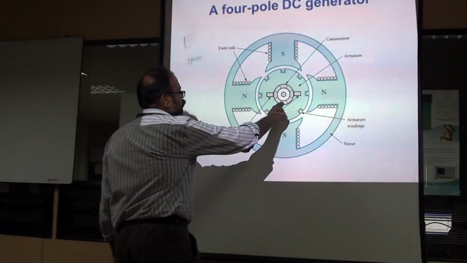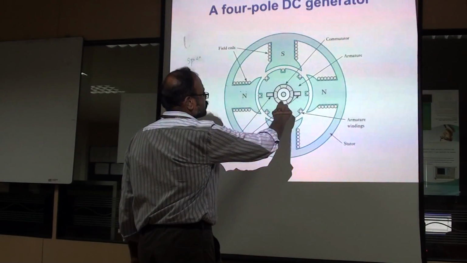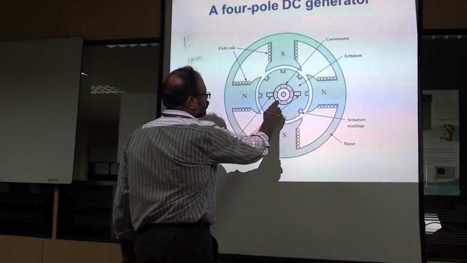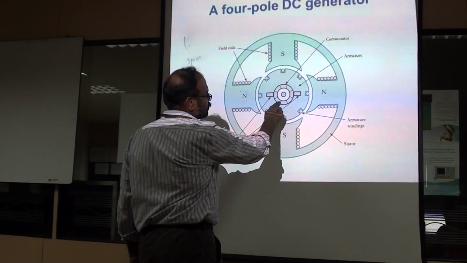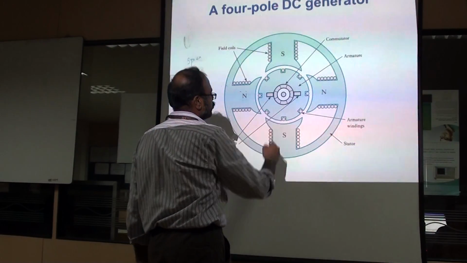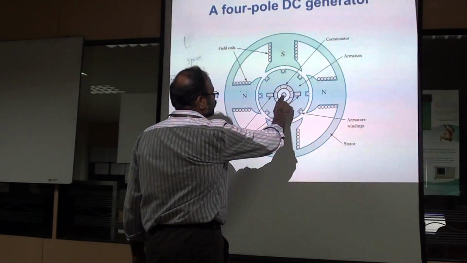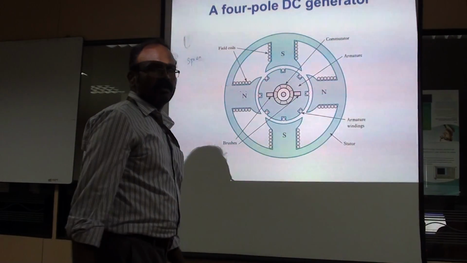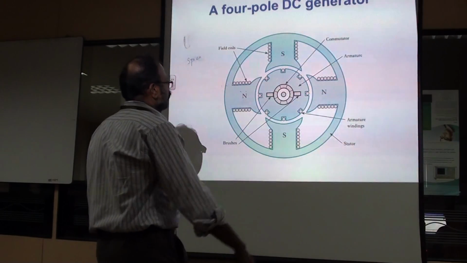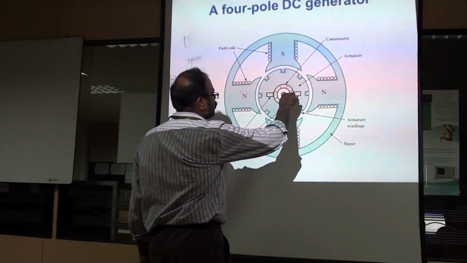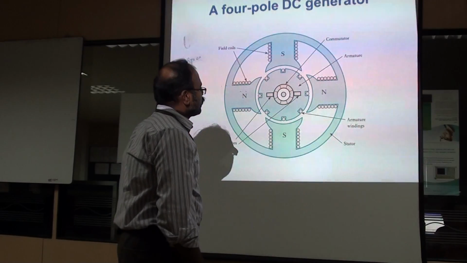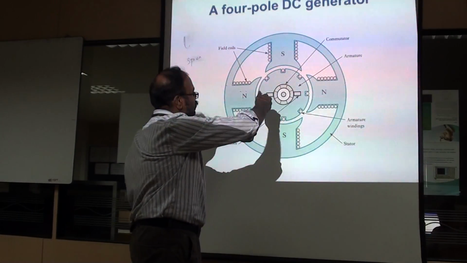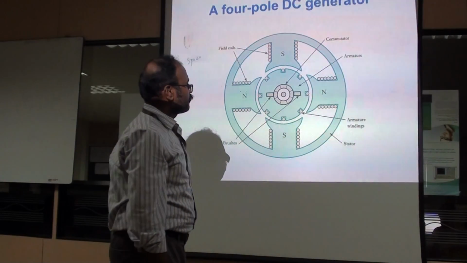And this is the commutator, and these are the commutator segments, and this is the mica, which separates the commutator segments. The commutator segments are physically intact, but they are electrically isolated with the help of the mica. And this is the shaft through which we can connect our generator to the prime mover. It can be coupled mechanically with the prime mover. And these are the brushes, which slide over the periphery of the commutator and collect the current from the conductors and deliver it to the load.